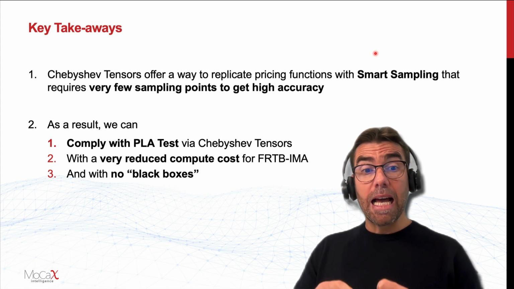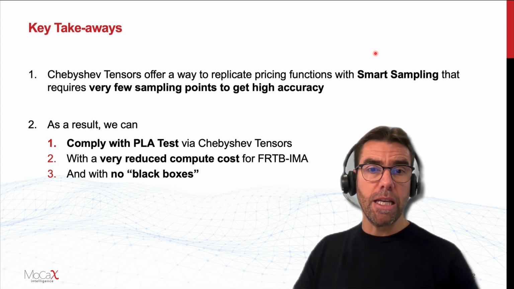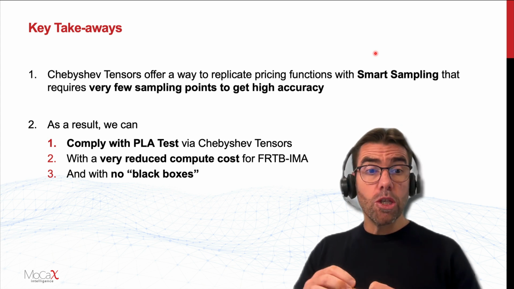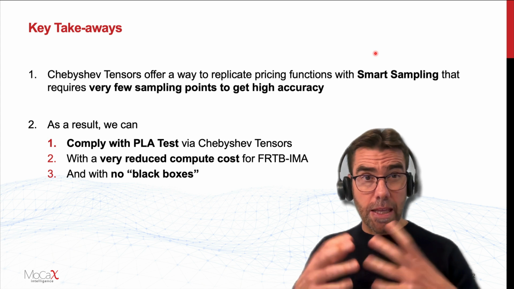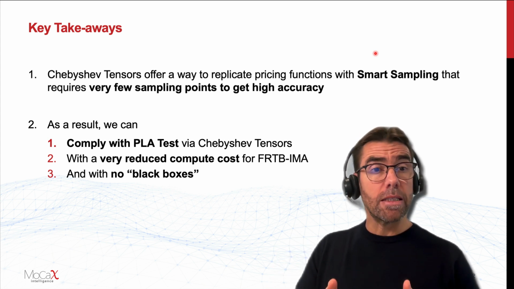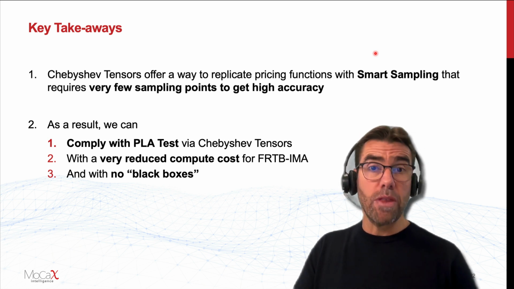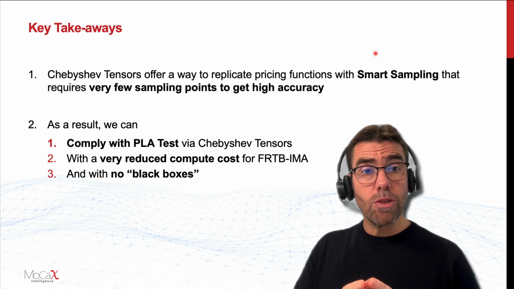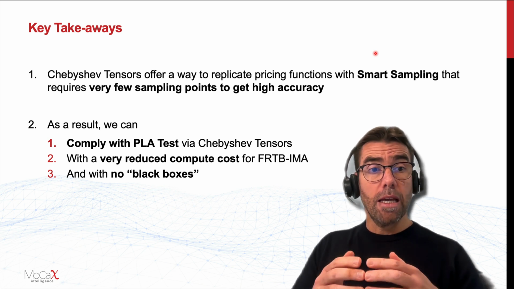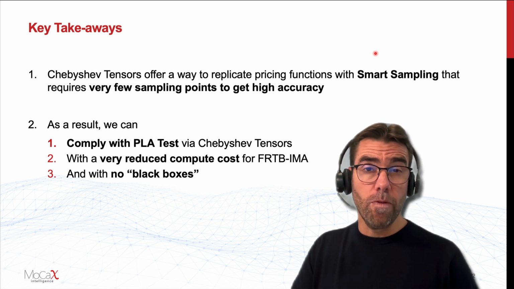We can do that at a substantially reduced cost compared to a standard implementation of FRTB-IMA. And third, without any black boxes in the algorithm, because these Chebyshev tensors have analytical formulas in them, so that everything is explainable and everything is well understood. This is what the smart sampling that Chebyshev tensors deliver for us to use, for example, in the context of FRTB.